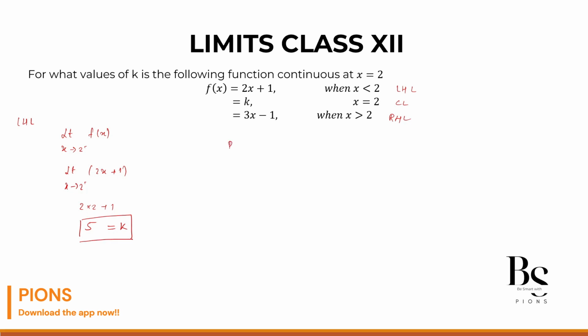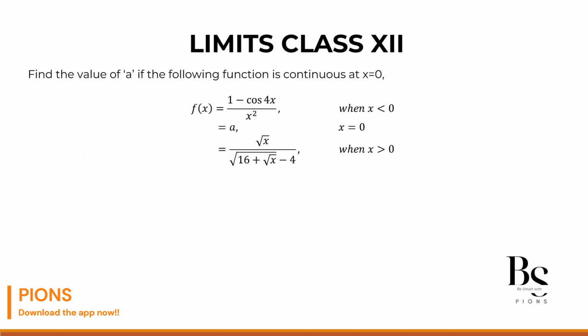Okay, let's confirm it with RHL also if you want. So RHL is nothing but limit x tending to 2 positive f of x. Now putting here 2, this will give you limit x tending to 2 positive 3x minus 1, and this will give you 3 into 2 minus 1, which is 5 again, and that is equal to the central limit. So again, k is 5 for both LHL and RHL. Let's see the next question.